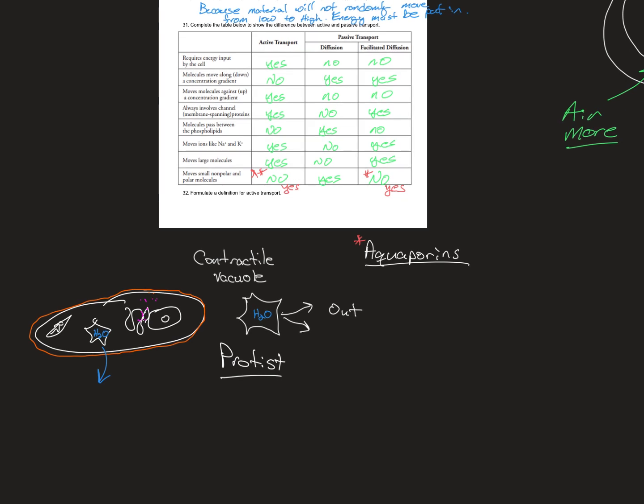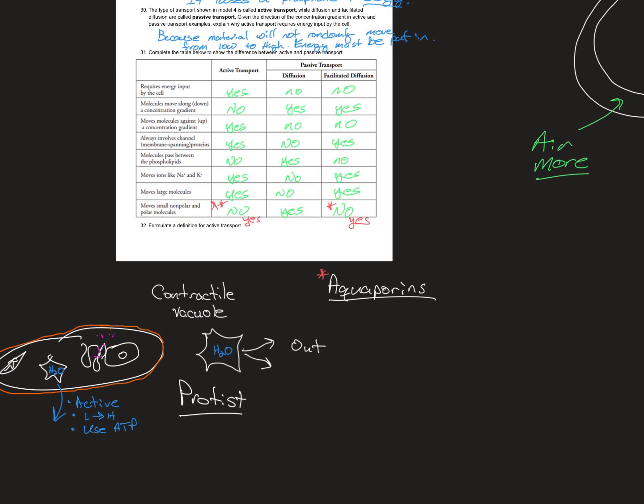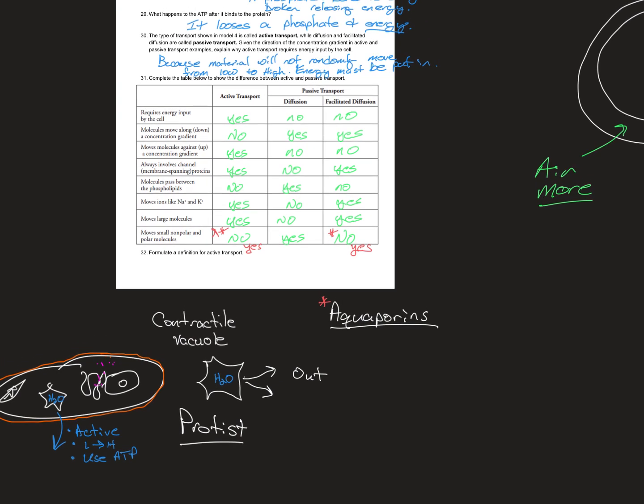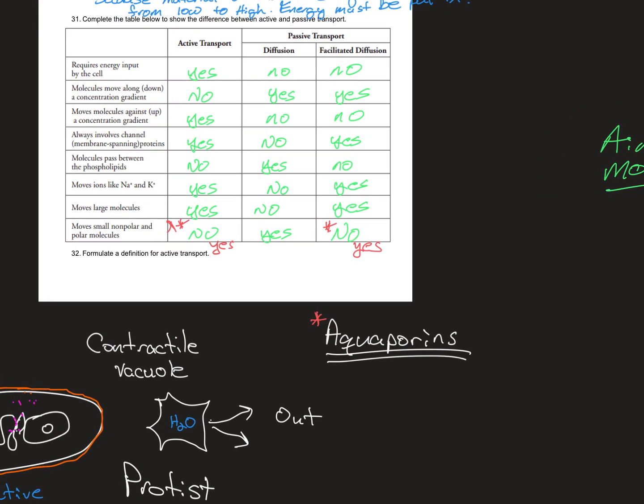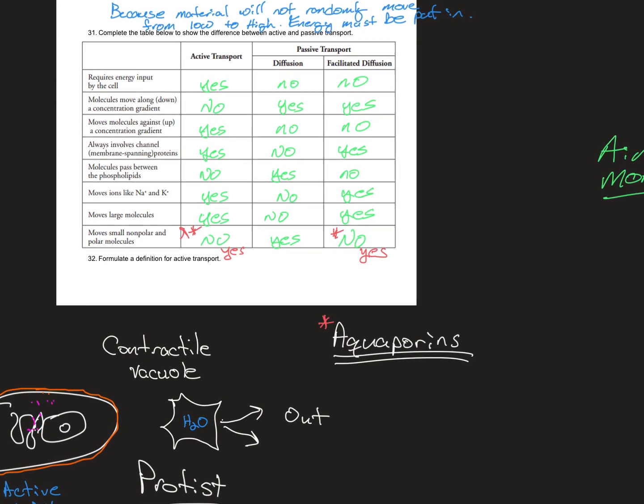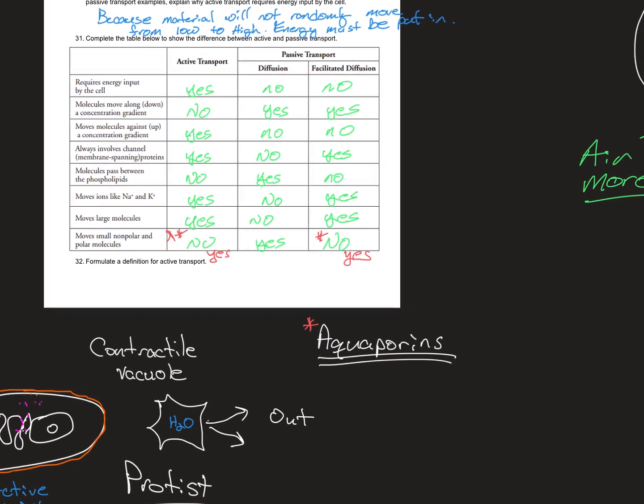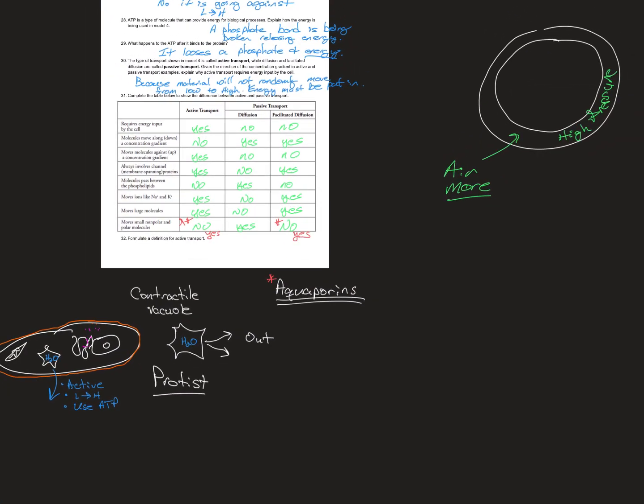So that is active. It does take ATP. It is going from low to high. So that is a form of active transport. And again, aquaporins, which can be found in various creatures, are an example of a facilitated diffusion with water. Moves large molecules. Facilitated diffusion, large is relative as well. Really large things, either way, it's active transport. Facilitated diffusion, moving large molecules.